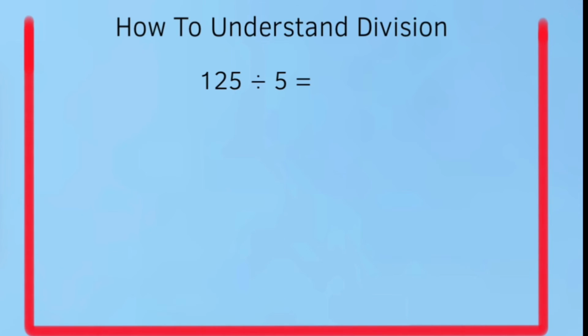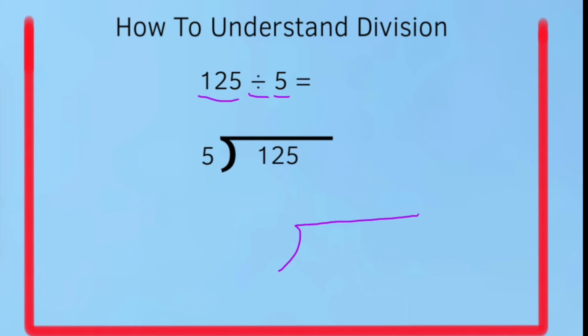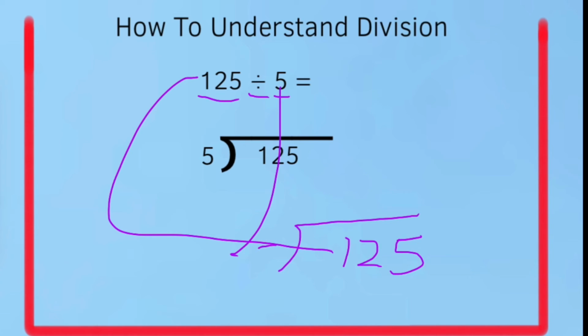Here's a preview of a more complicated division problem. 125 divided by 5 equals what? How can you do that? What times 5 equals 125? That's hard to do for most people. So let's take a look here. I have 125 divided by 5. So I draw this special division symbol, and I'll put my 125 right here, and I'll put my 5 right here.